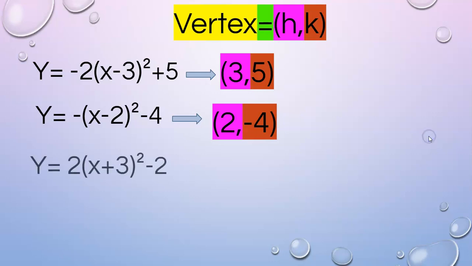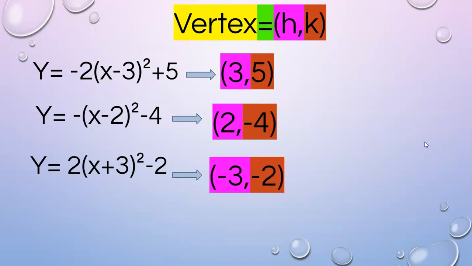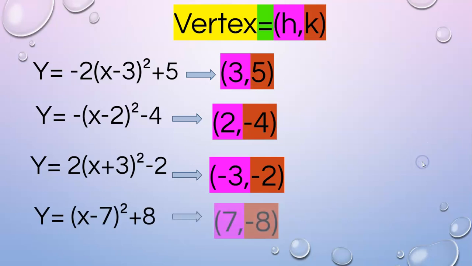Now let's look at another example here. I see where my H and K values are, so I know that my vertex is going to be -3 and -2. And here, my vertex is going to be +7 and +8. That should be a positive 8, not a negative 8.